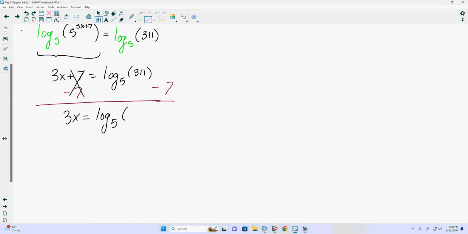What'd you say? 311, minus 7. Because the 311 is contained inside the log, the 7 is not, so it's still on the outside. Is that? Yes. And lastly, we would divide by that 3, telling us that x is equal to log base 5 of 311 minus 7 divided by 3.